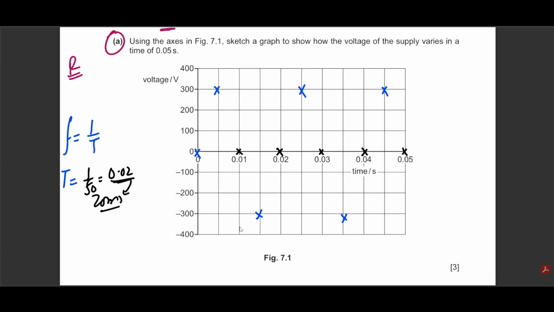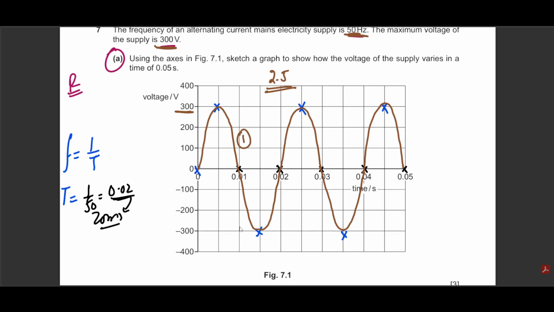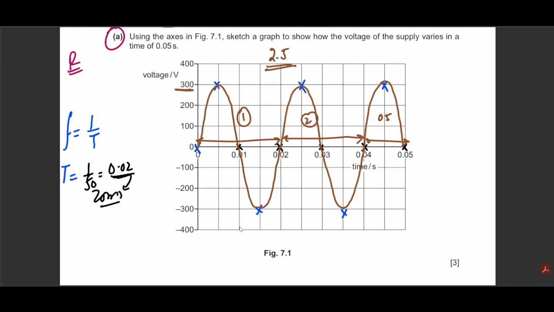So the graph should look something like this. Again, it's not going to be very smooth, but I will try to make it to the best of my abilities. This is your final answer. You're touching 300 volts, which is our peak voltage for the sine wave. We have made sure that we have incorporated 50 hertz. You will see in the marking scheme, he says that there should be 2.5 waves. This is wave number 1, this is wave number 2, and this is the next half wave. From here to here: 1, 2, and 2.5. This is what it means.